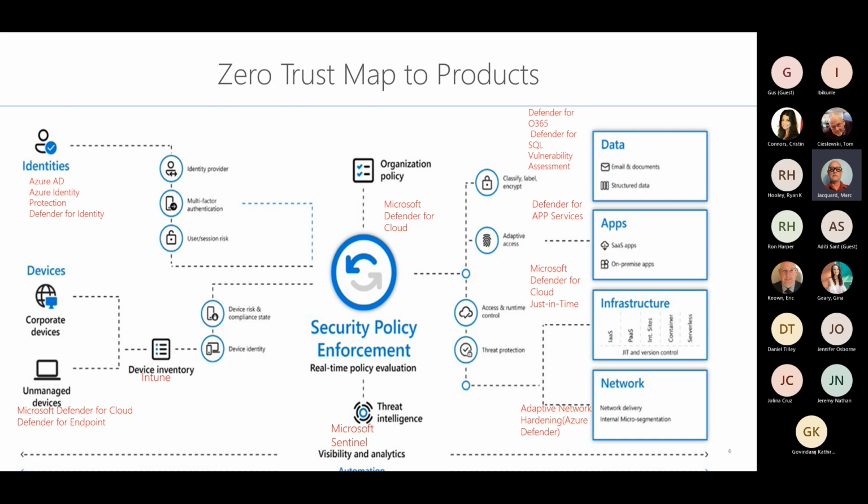So for identity, we have Azure AD. We have identity protection, Defender for identity. For devices, Defender for cloud, Defender for endpoint, Intune, mobile device management, all of those things. For data, Defender for 365, for SQL, which has a built-in vulnerability assessment tool that we'll talk about. We have Defender for app services, Defender for cloud with just-in-time access. For the network, adaptive network hardening, Azure Defender.